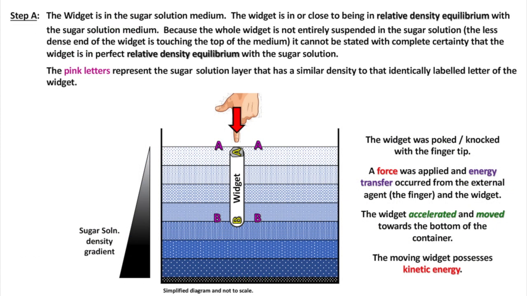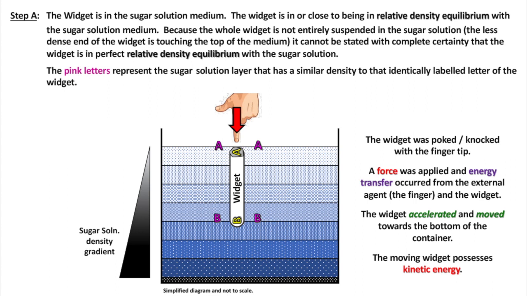Step A. The widget is in the sugar solution medium. The widget is in or close to being in relative density equilibrium with the sugar solution medium. Because the whole widget is not entirely suspended in the sugar solution, and the less dense end of the widget is touching the top of the medium, it cannot be stated with complete certainty that the widget is in perfect relative density equilibrium with the sugar solution.